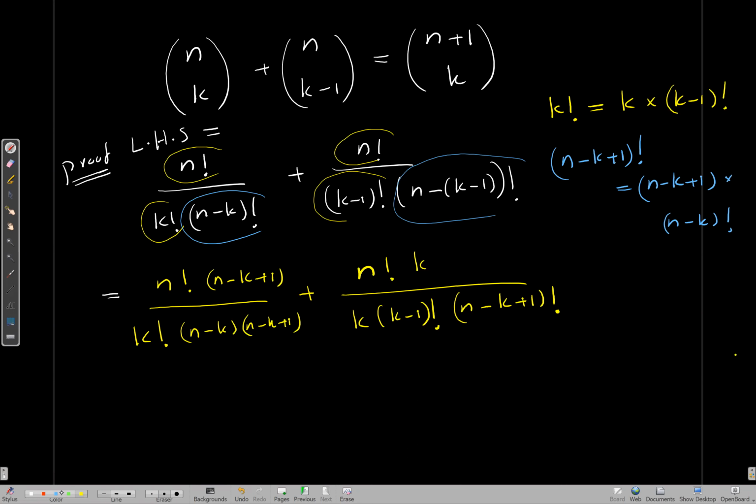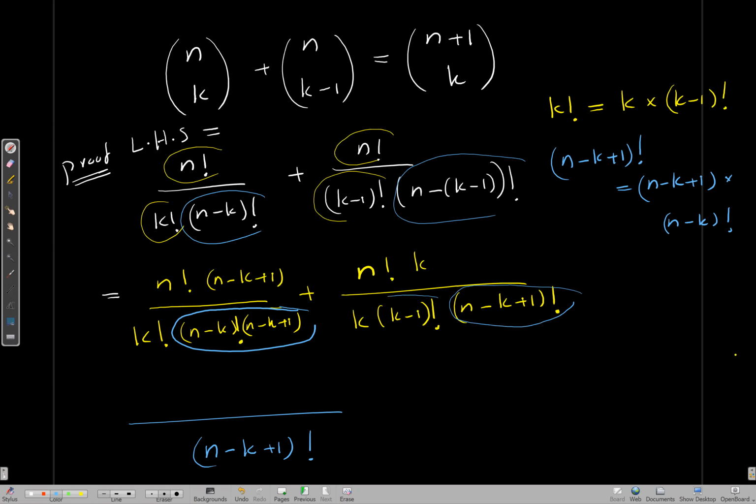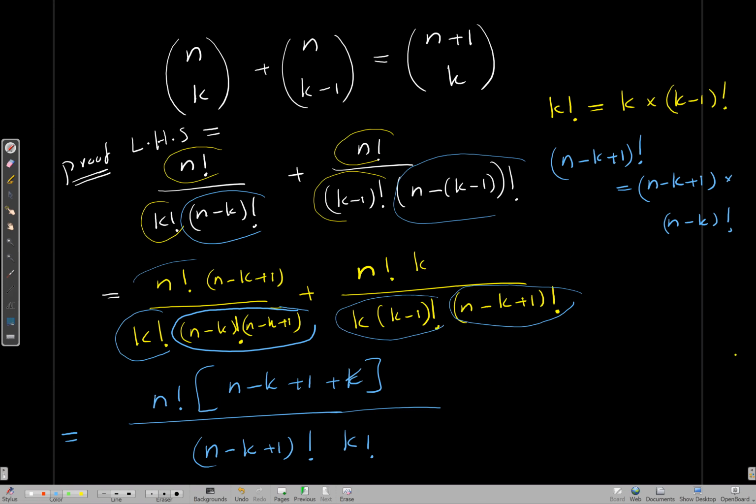Then what will happen is this term now is actually factorial n minus k plus 1, so I have it over here, and this term is factorial k, so I have it over here. So now I created the common denominator. Now I need to look at my numerator. In my numerator, factorial n is common, I can take that out. So n minus k plus 1 plus k, which is nice, because k will be cancelling.